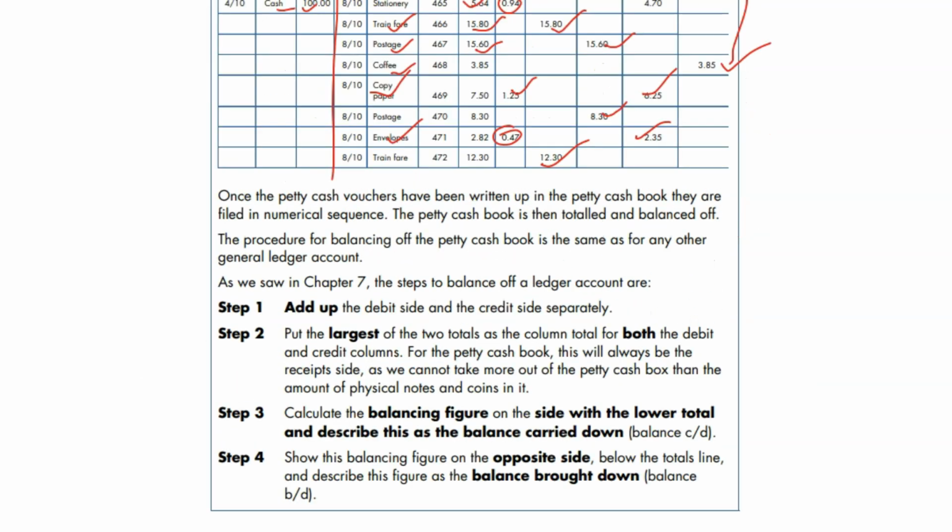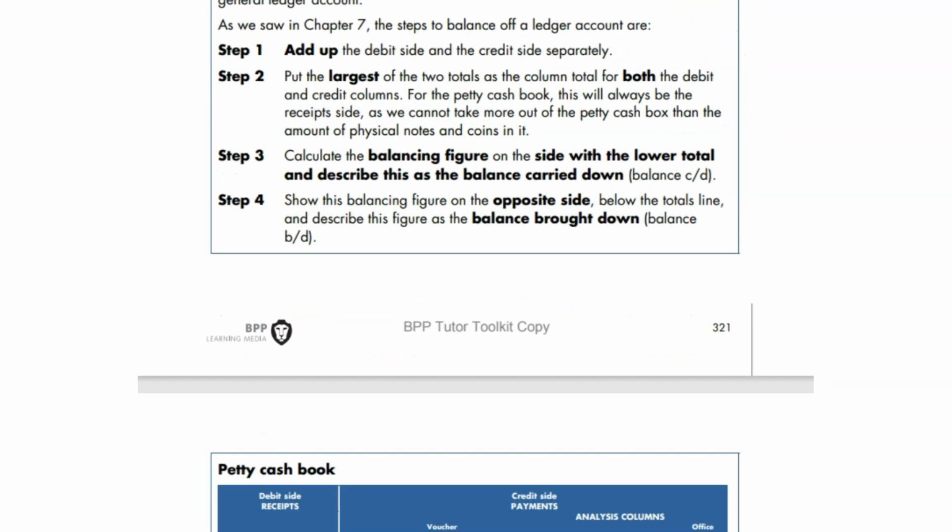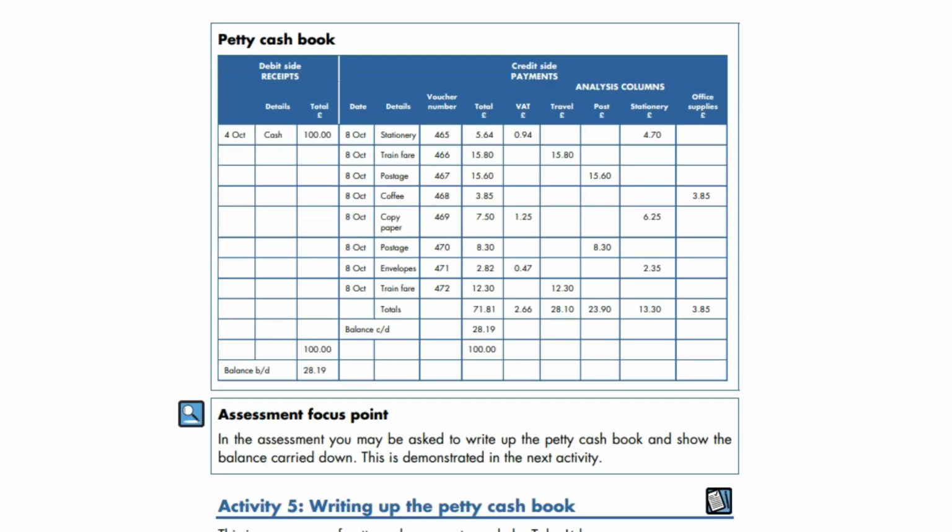Once you put it in, then you do the balancing, totals basically, balance CDBD. Let's do the total. While doing the total, have a look. The total expenses are 71.81. How much money did you start with? 100. How much is the spending? 71.81. How much is left? 28.19. That is your balance CD. Balance CD becomes balance BD on the opposite side. And individual totals you should get as well.